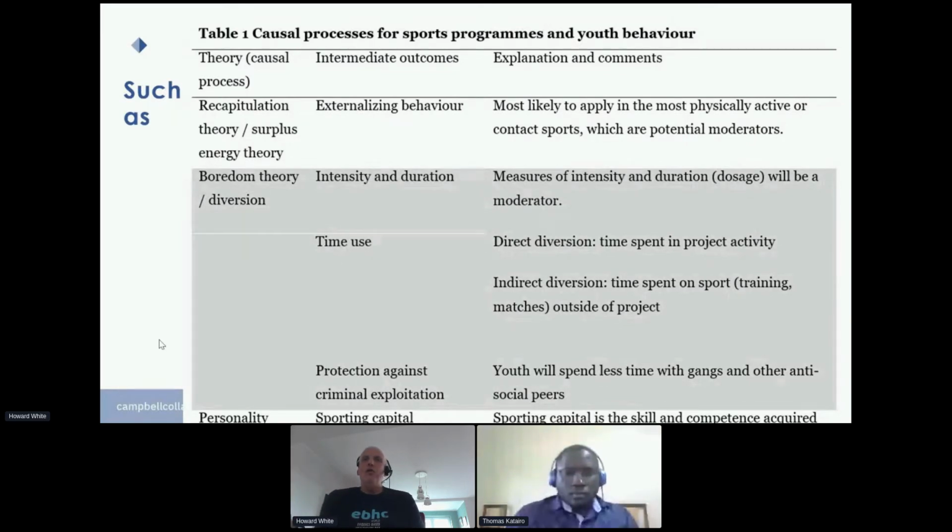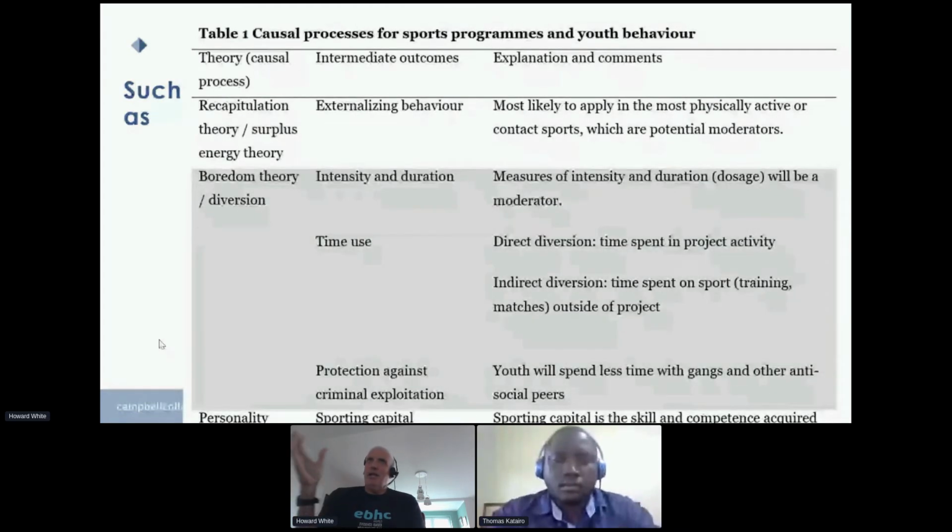The other is boredom theory or diversion theory, which is that basically kids get bored, they have nothing to do, so they get involved in antisocial behavior and offending. So giving them something to do will reduce that.